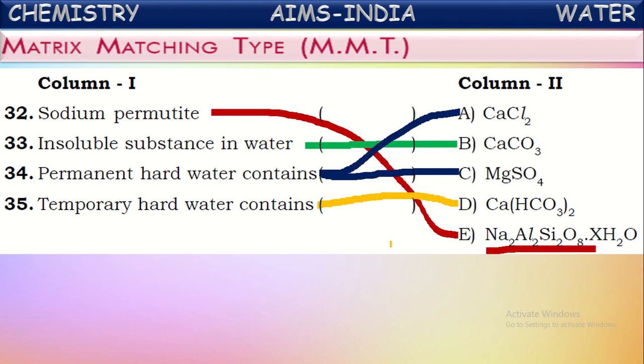Observe once carefully. Permutite or sodium permutite, Na2Al2Si2O8·xH2O, that represents sodium and aluminum silicates. Insoluble substance, calcium carbonate. Permanent hard water contains chlorides and sulfates of calcium and magnesium. Temporary hard water contains bicarbonates of calcium and magnesium. Okay, that's about matching.